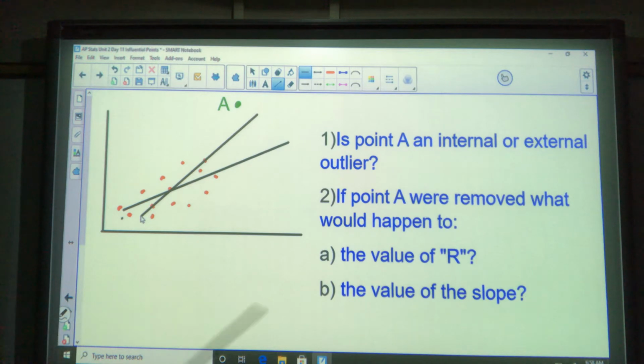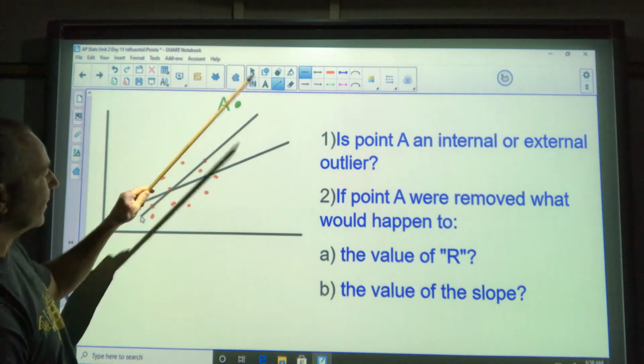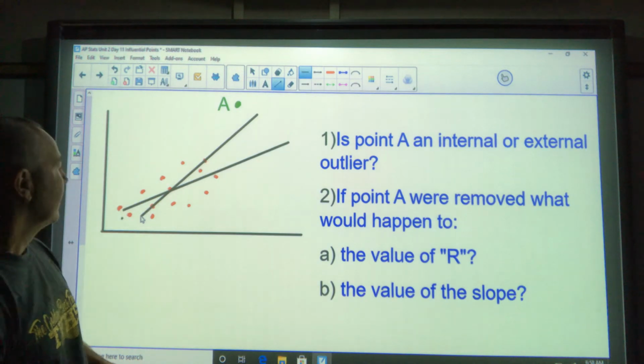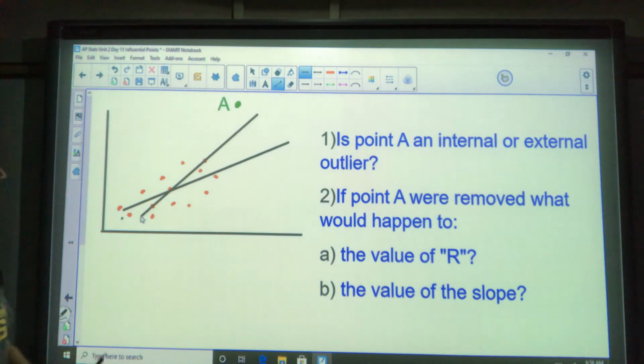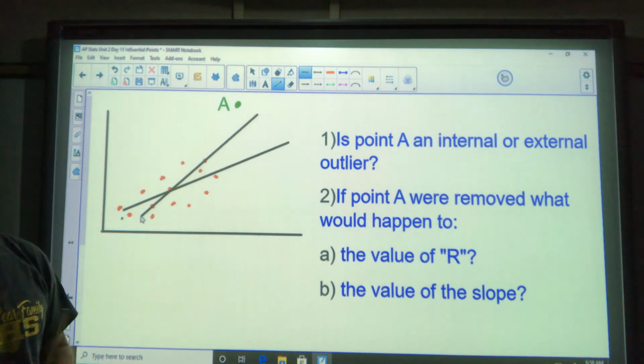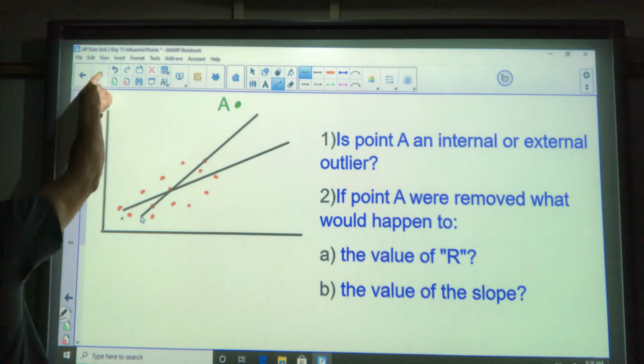All right, so on this one, the easy one to see is the slope. The slope was up there and now it moved down there. So the slope has decreased. Okay, the value of R, which one's easier to draw the line on? I think with the A value is, so I would say that the linearness would be decreasing. The value of R would decrease in this first example.